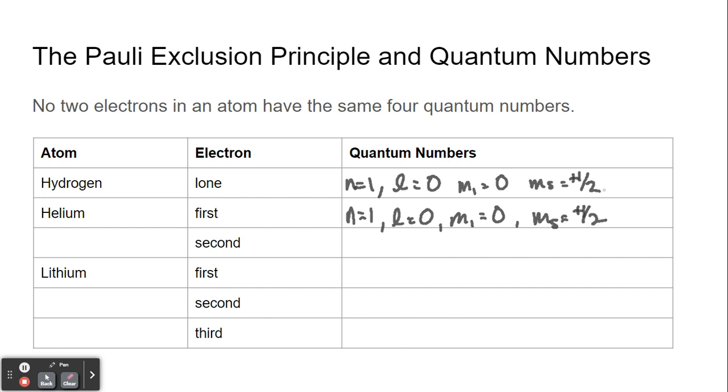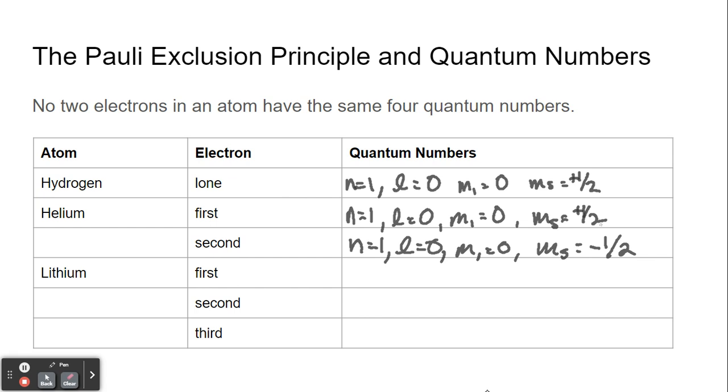Okay, but now things change. Now I've got a second electron for helium. It can't have exactly the same quantum numbers, so let's see what changes. Here, n would still equal 1, l still equals 0, m_l still equals 0, but in order to have different quantum numbers than the first electron, m_s, the spin quantum number, has to be negative one half.